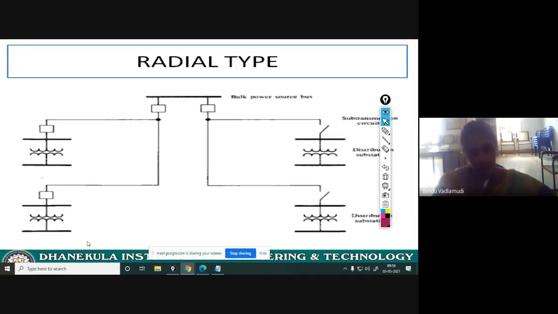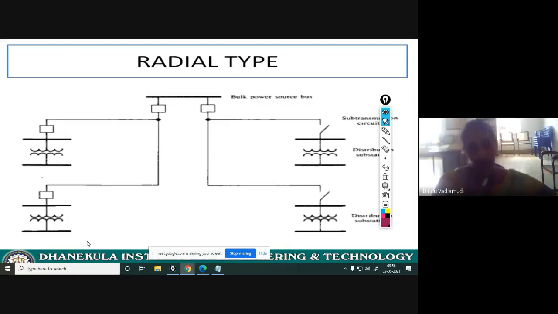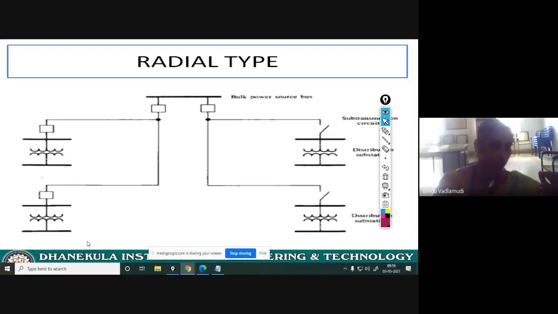What are the major disadvantages of this system? No backup arrangement, ma'am. Yes, whenever a fault occurs, there is no alternative source or backup for the system to meet the objective of distribution planning. What is the main objective of distribution planning?